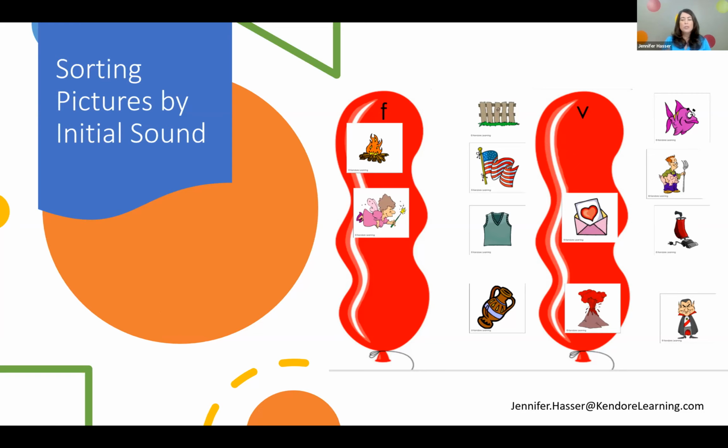But here, if I have picture cards, they have to know what these are. So it's a little bit about vocabulary, because I have a lot of kids who look at some of these things and they're like, what's that? I'm like, it's a vacuum. And they're like, never seen that in my life. And those were my children. No, I'm kidding. They might have seen one.